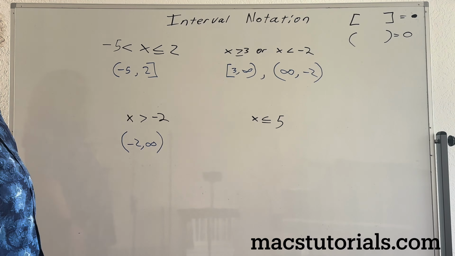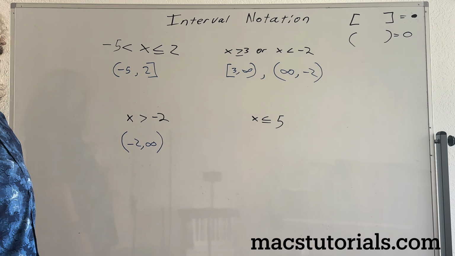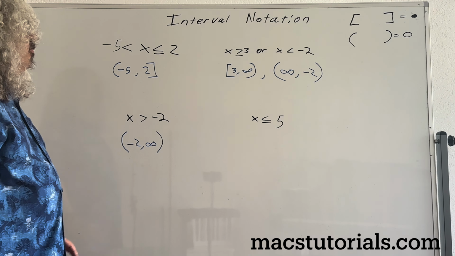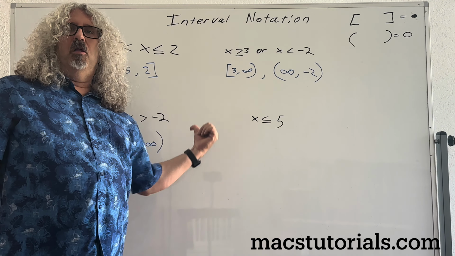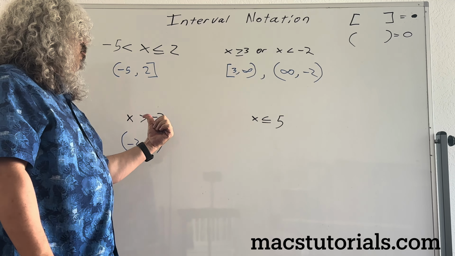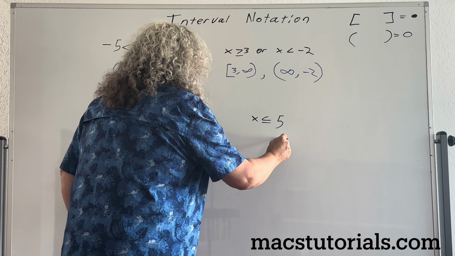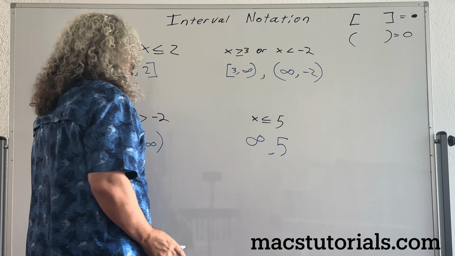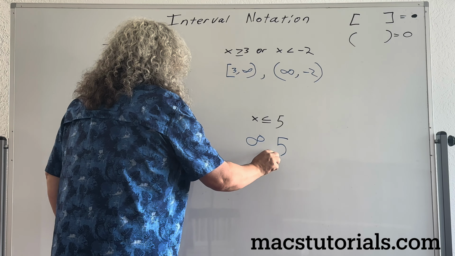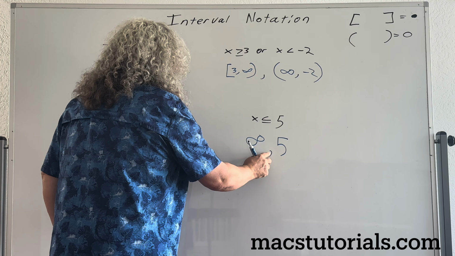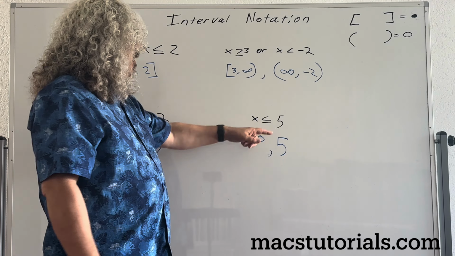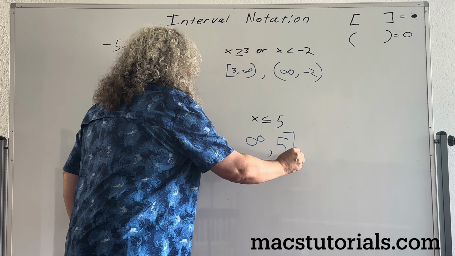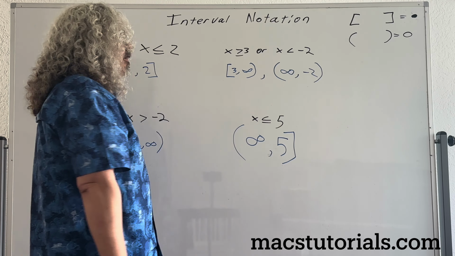And lastly, x is less than or equal to 5. All my x's are going to be smaller than 5. Because my x's are smaller, 5 is going to be my largest, and negative infinity is going to be my smallest because it could go on forever. Then I just have to figure out how I'm going to put my brackets. The 5 can be included, so I want a bracket there, and I want a parenthesis there.